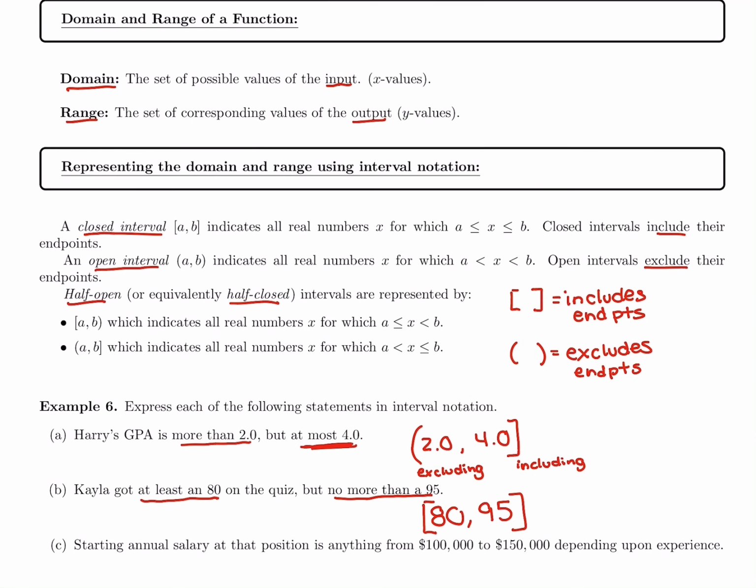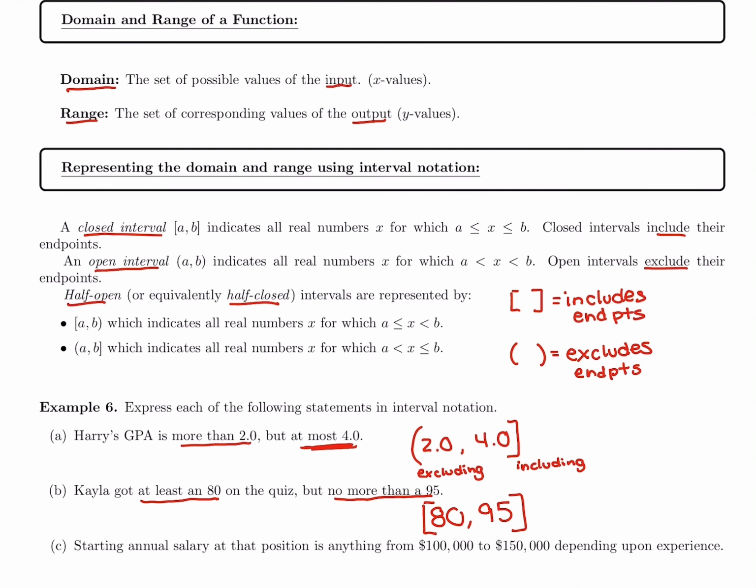The next one's an important one to interpret when you're thinking about getting a job. You read that the starting annual salary at that position you're applying for is anything from $100,000 to $150,000, depending upon experience. So could they pay you $100,000 based upon this advertisement? Yes, that's the starting salary. You could get $100,000 and they're going to cap you out. The most you can make is $150,000.